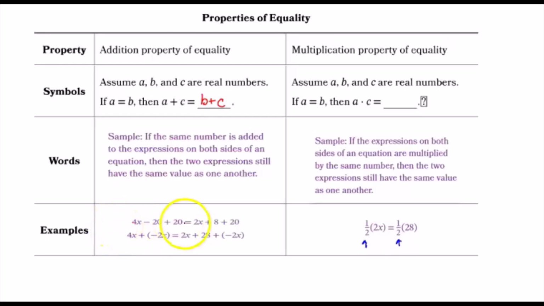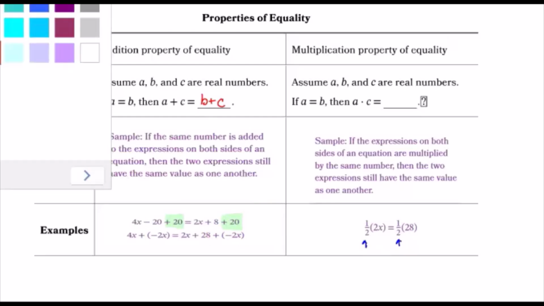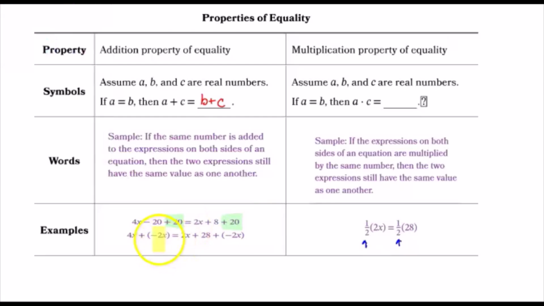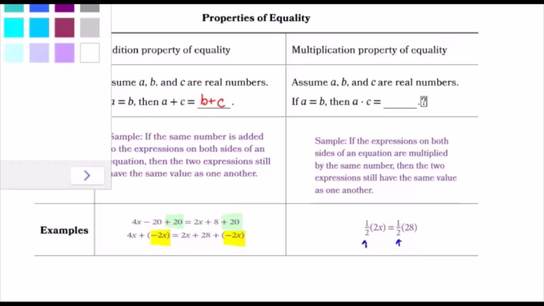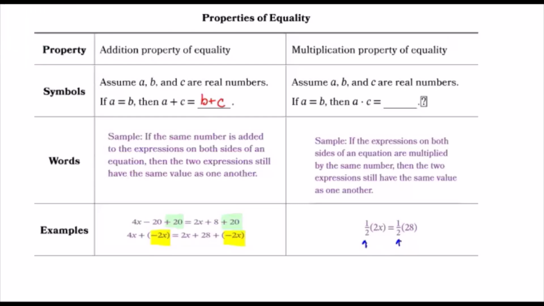For example, in this first one, and I'm going to take each of these separately, they're showing adding the constant, the number 20, to both sides of the equation. And in the next line, they're showing moving the variable term, or the term with the variable, on both sides of the equation. So whatever you do to one side, you have to do to the other. That's just the rule. And that same rule applies to multiplication and/or division.